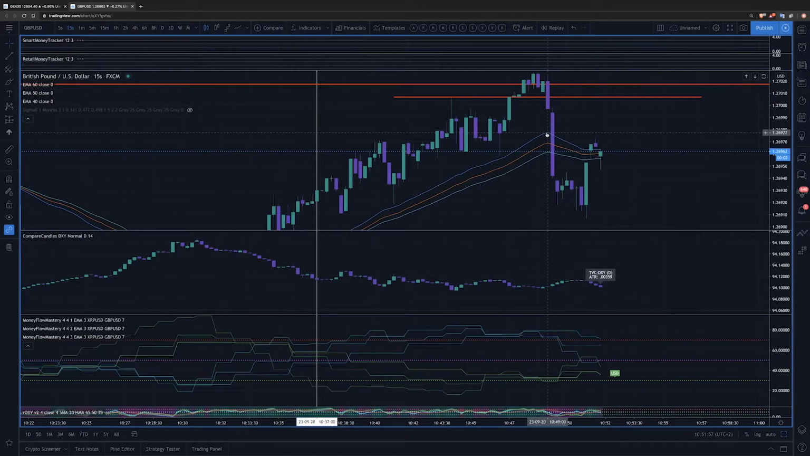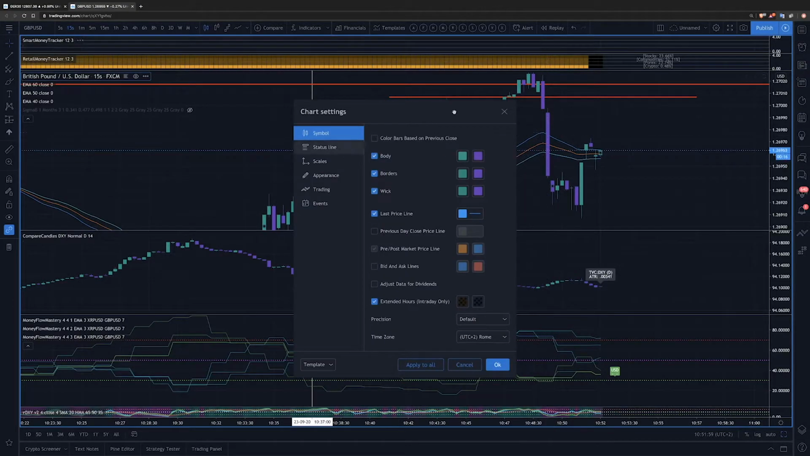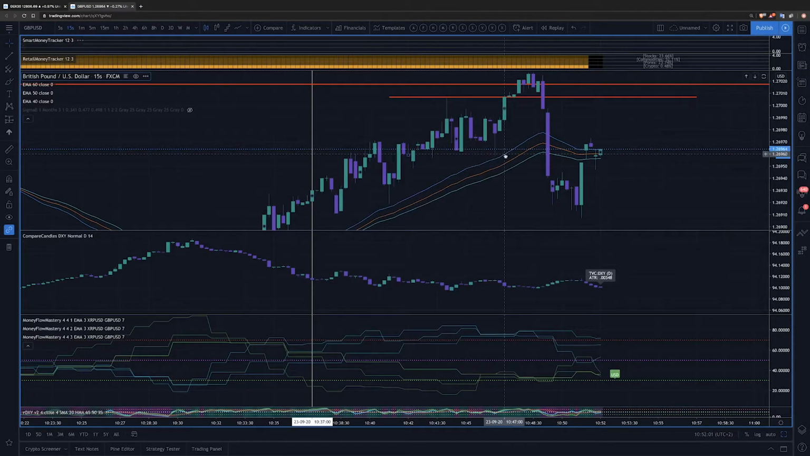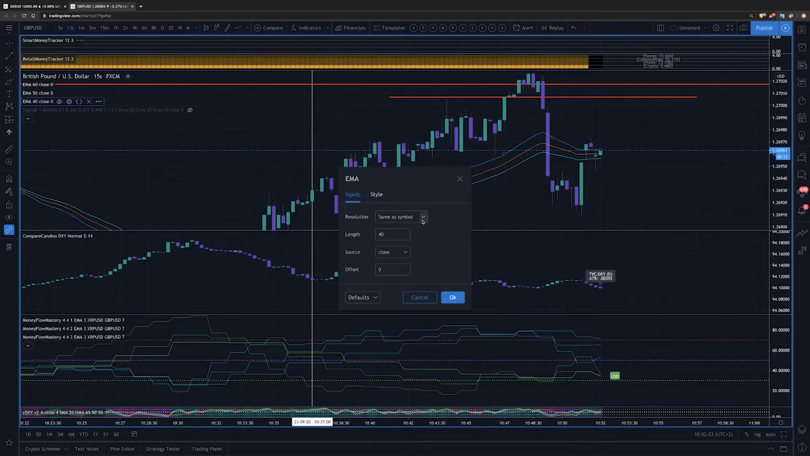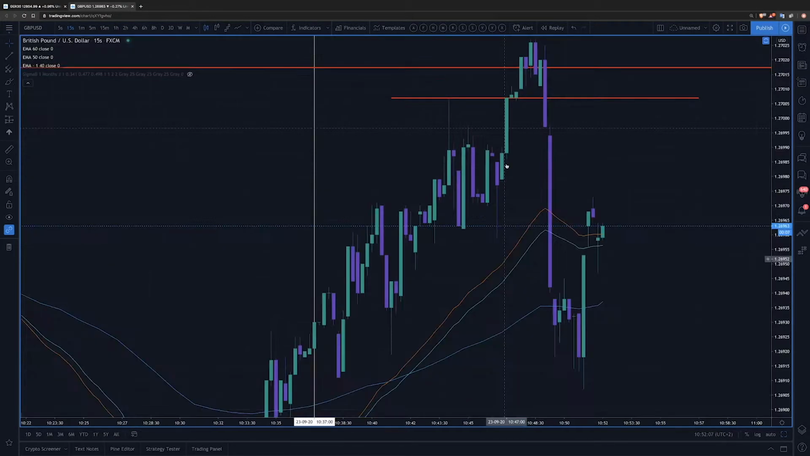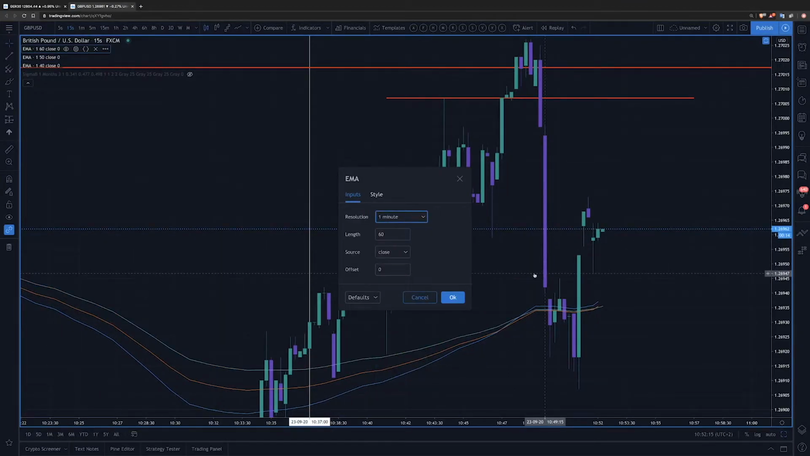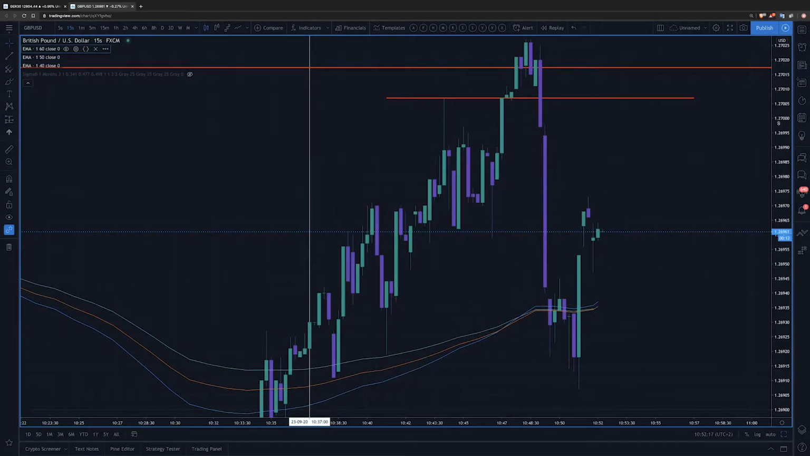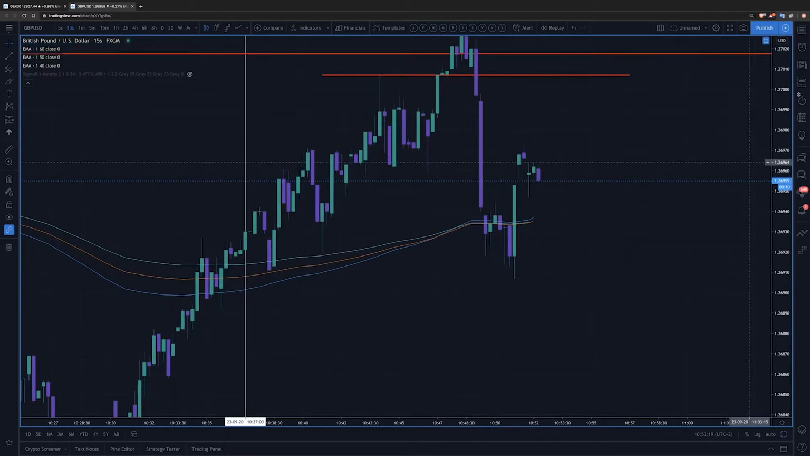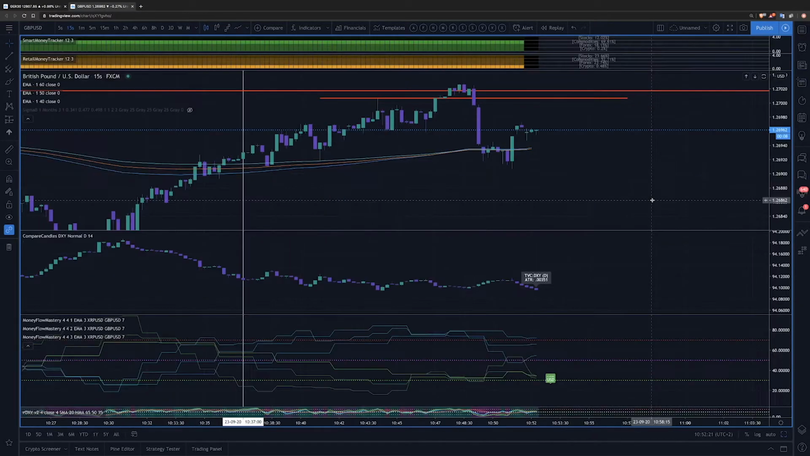Okay, and I will change those moving averages. Let's change those moving averages. Let's do the resolution to 1 minute. And then this gives us, we'll change that to 1 minute. And we'll change that to 1 minute. Okay. Okay, double click.